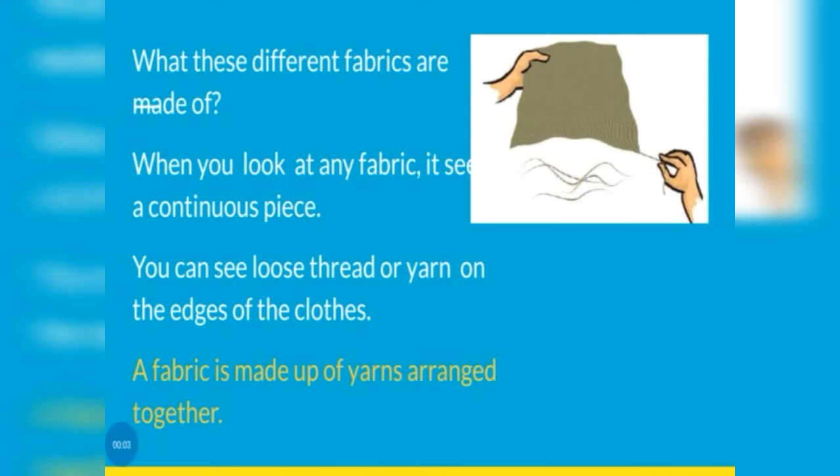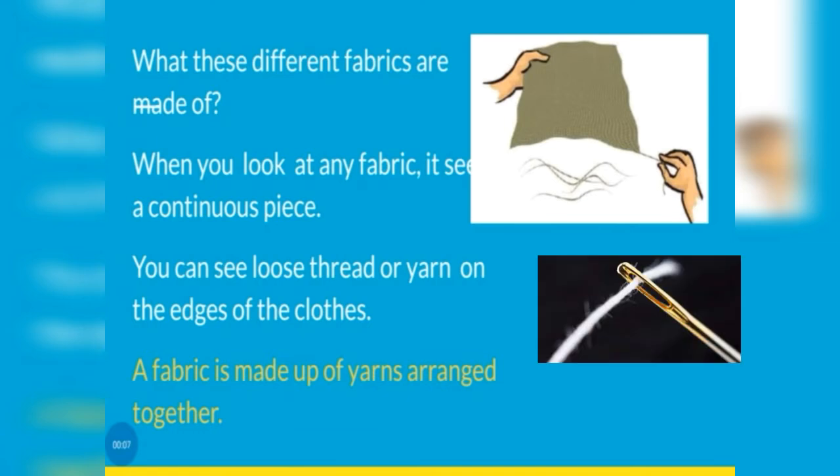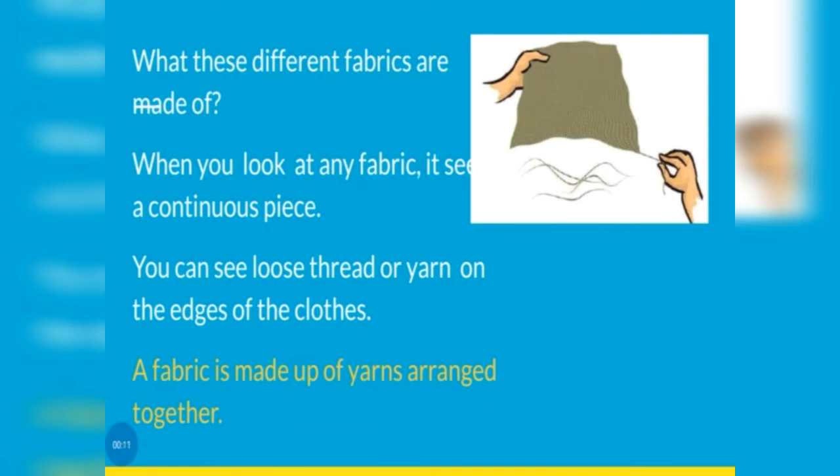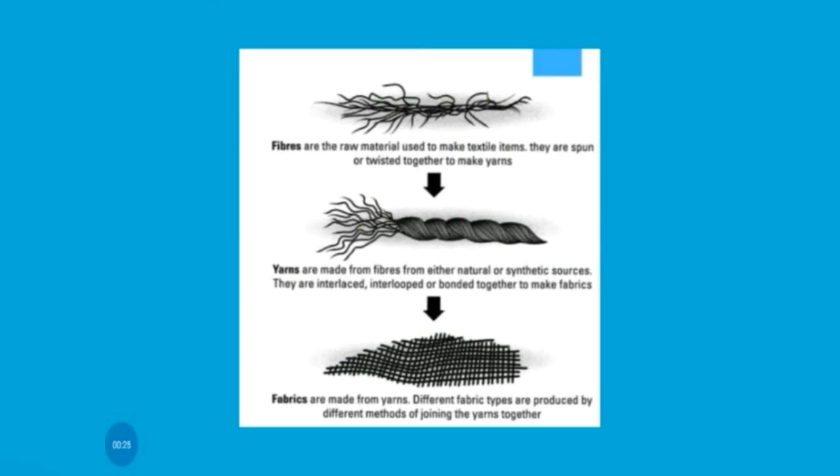You might have observed something similar when you try to thread a needle. Many times the end of the thread is separated into a few thin strands. This makes it difficult to pass the thread through the eye of the needle. The thin strands of thread that we see are made up of still thinner strands called fibers. Fabrics are made up of yarns, and yarns are further made up of fibers.